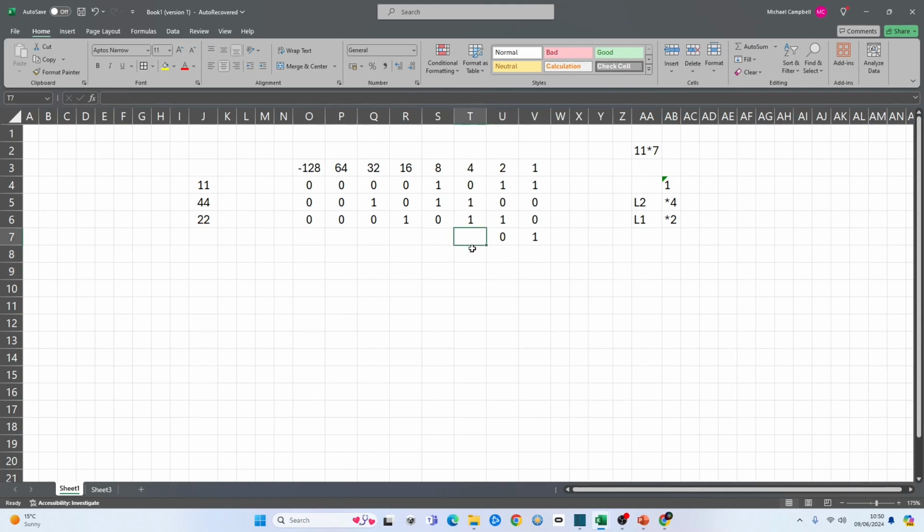So 1 plus 1 plus 1 is 3. So that's 1 carry 1. Okay, 1 plus 1 plus 1 is 3. So that's 1 carry 1. Okay. 0 plus 0 plus 1 plus 1 is 2. So that's 0 carry 1. Again, that's 2. So that's 0 carry 1. Okay, that's 1. And that's 0. And then you'll see there, unless I've messed this up, that I get 77.